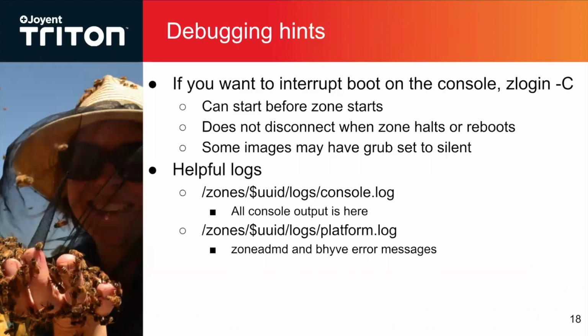The platform log is in the same directory, and that will have various information from zoneadmd and anything that bhyve writes to standard out or standard error. So a common problem that bhyve may spit out is that it didn't have enough memory. So if you try to start a VM and it doesn't start, you can look in there, and that will be a good place to find a pretty clear message that the reason it didn't start was because it couldn't allocate the memory.